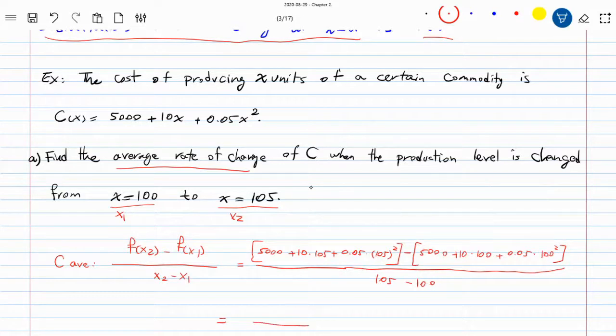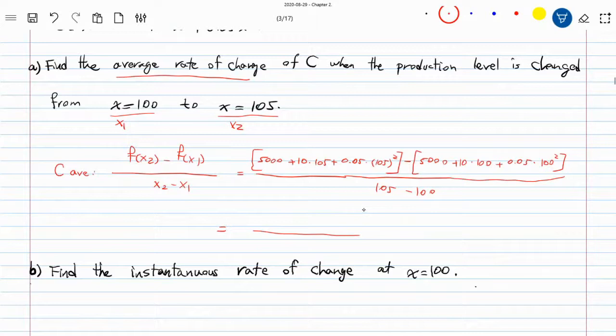I don't know why I picked such big numbers. This was maybe one of the examples in the book. That's why I picked it.